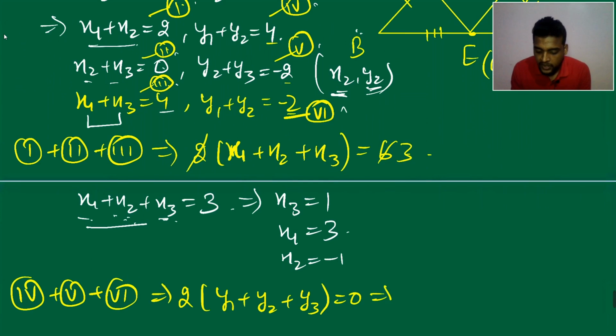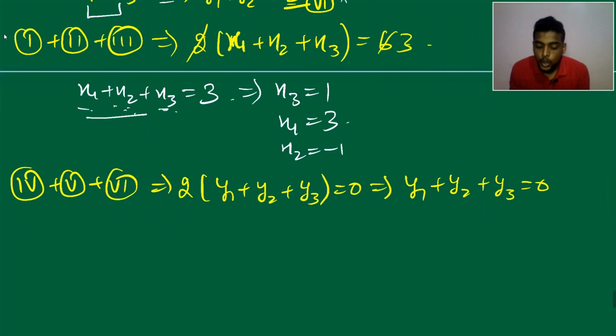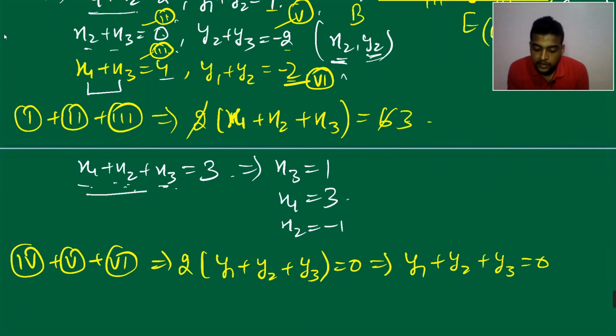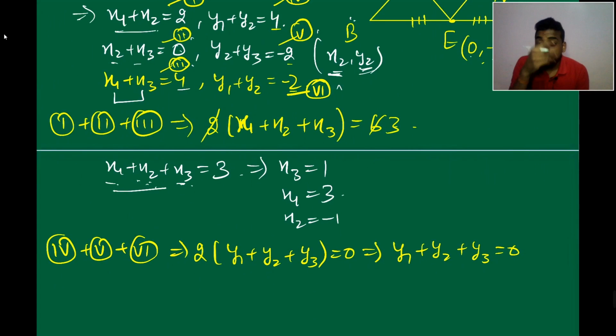So from here we can say that y1 plus y2 plus y3 is equal to 0. Any problem? No. Okay, everyone, please agree that if y1 plus y2 plus y3 is 0 and we have been given y1 plus y2, if we substitute y1 plus y2 as 4 here, we can find y3. What is y3? So y3 is nothing but -4.